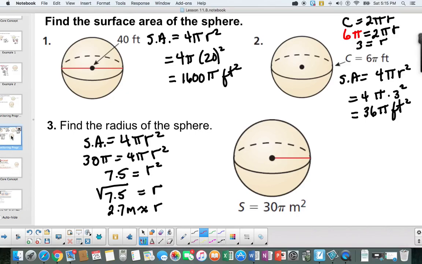And here are the answers. In number 2, I had to use the circumference formula to help me find the radius. And once I got the radius, I was able to put it into my formula to figure out the surface area of the sphere.